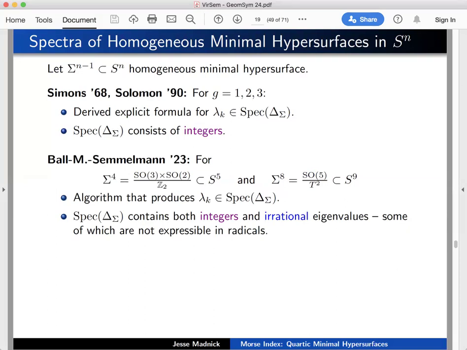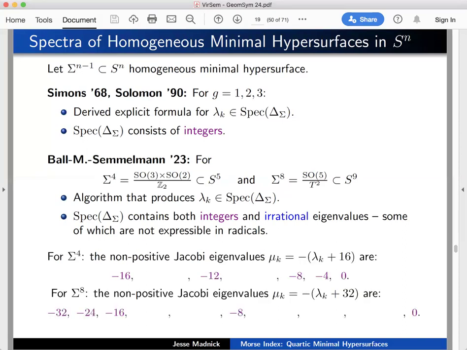And having irrational numbers not expressible in radicals, it's hard to imagine what a formula for such a thing would look like. So just to give an illustration of how wild this is, there's this bizarre mix of order and chaos in the eigenvalues. And I just want to show you what the negative ones, the non-positive ones, look like.